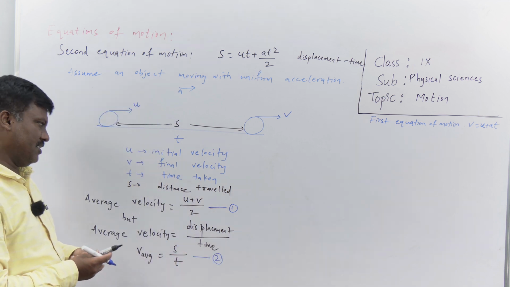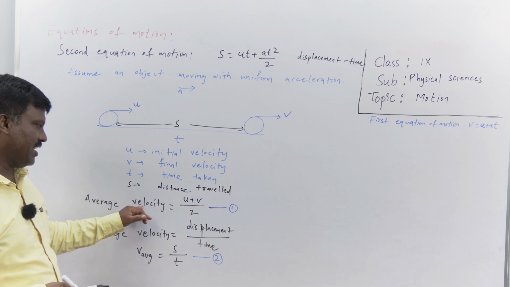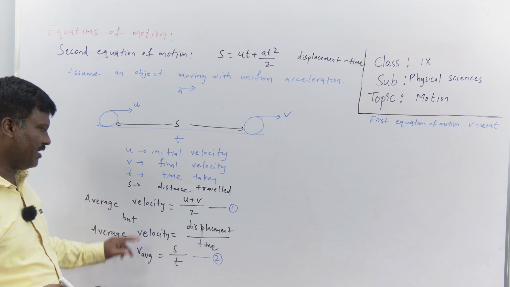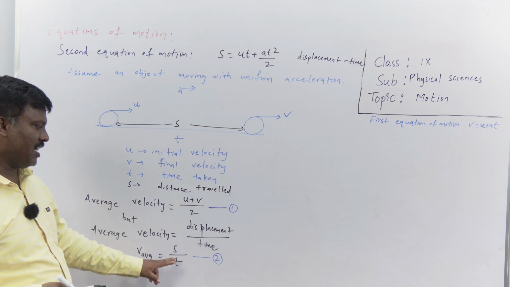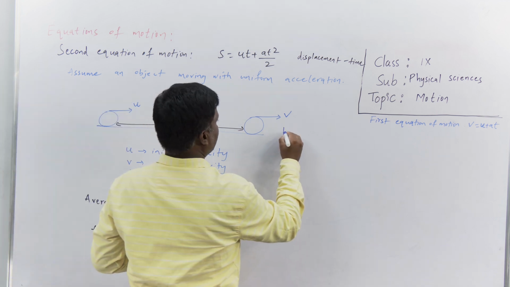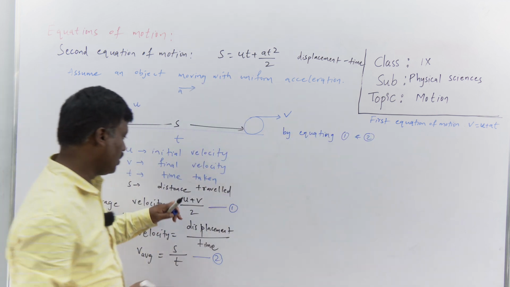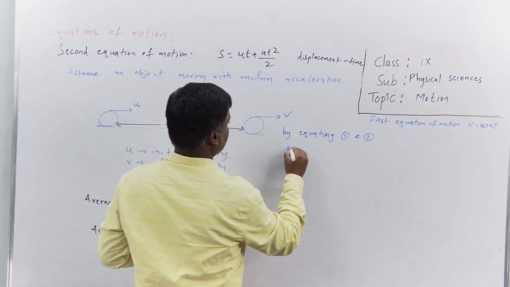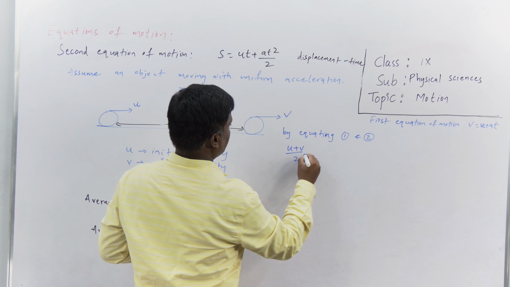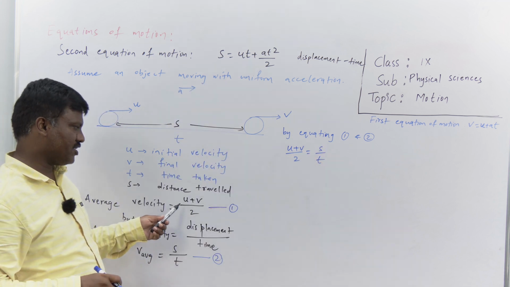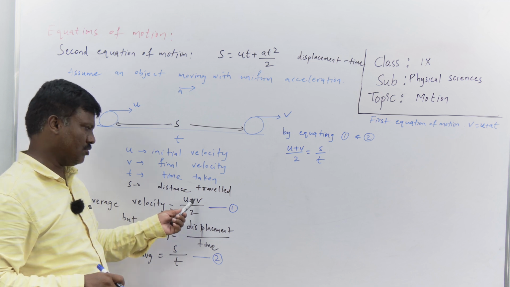In equation 1, what do we have? We have average velocity as the left hand side. In equation 2, it is also average velocity. When the LHS are equal, we can write the RHS equal. So we can equate these two equations. By equating 1 and 2, we get u plus v by 2 is equal to s by t. Actually, there is a separate derivation for this average velocity u plus v by 2.